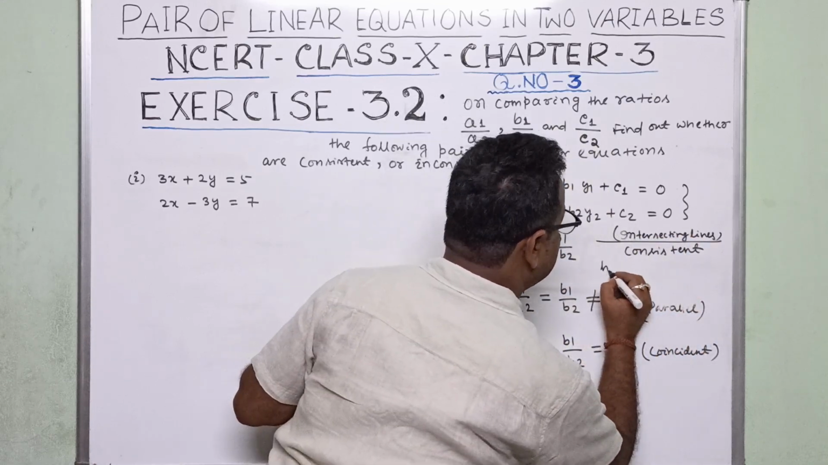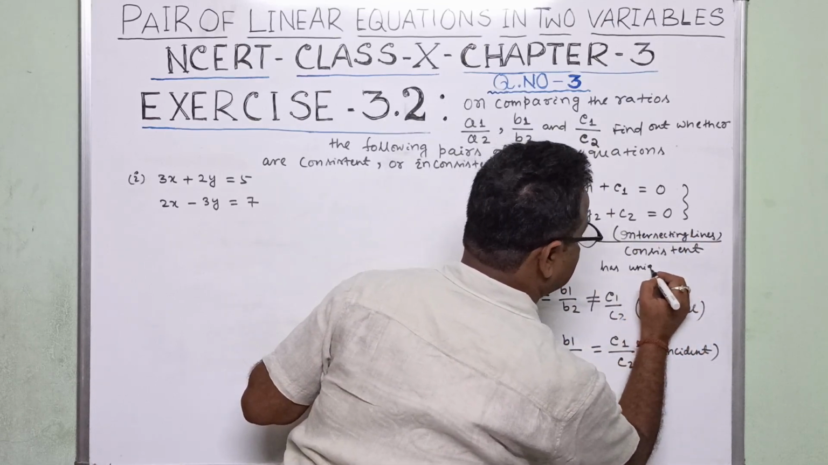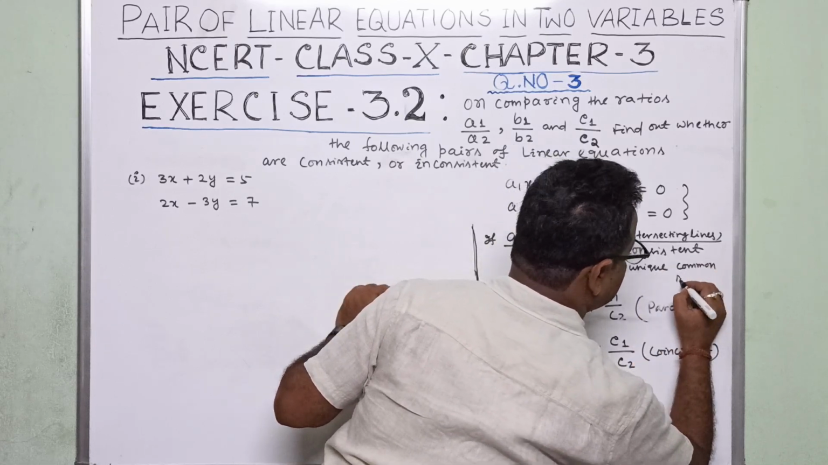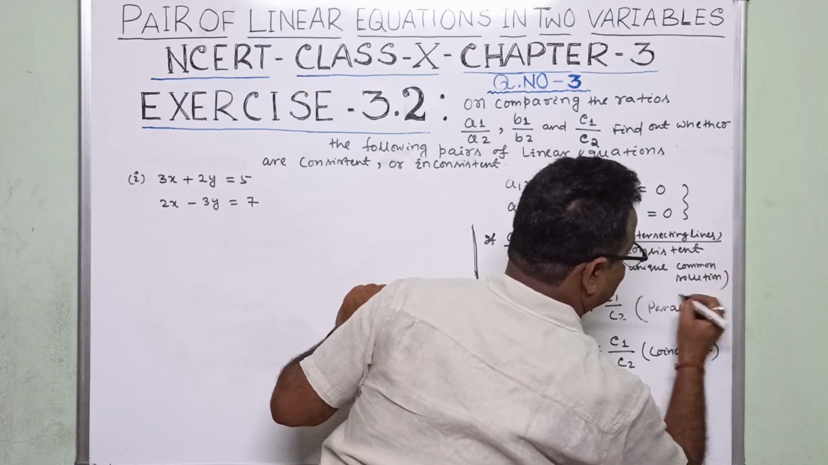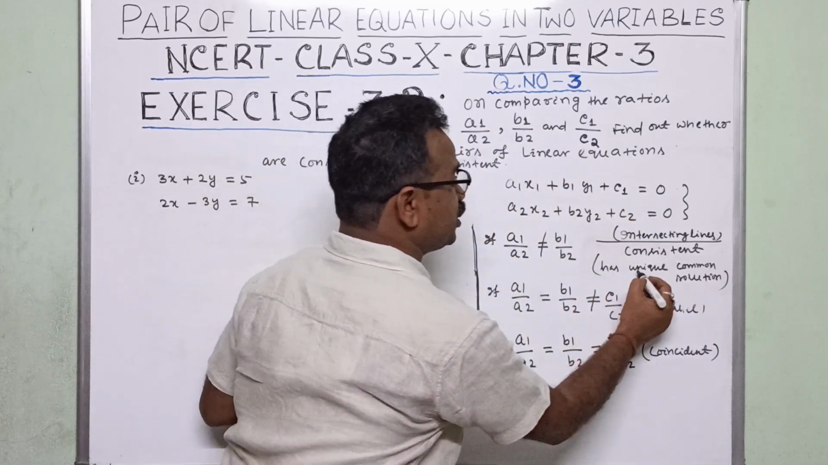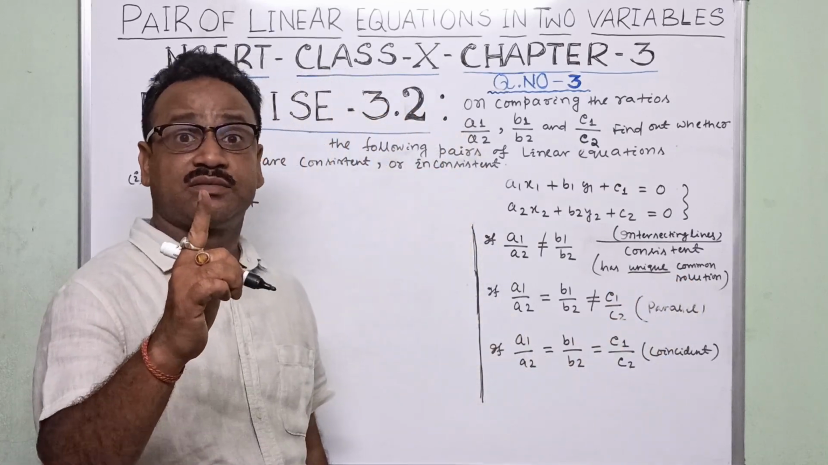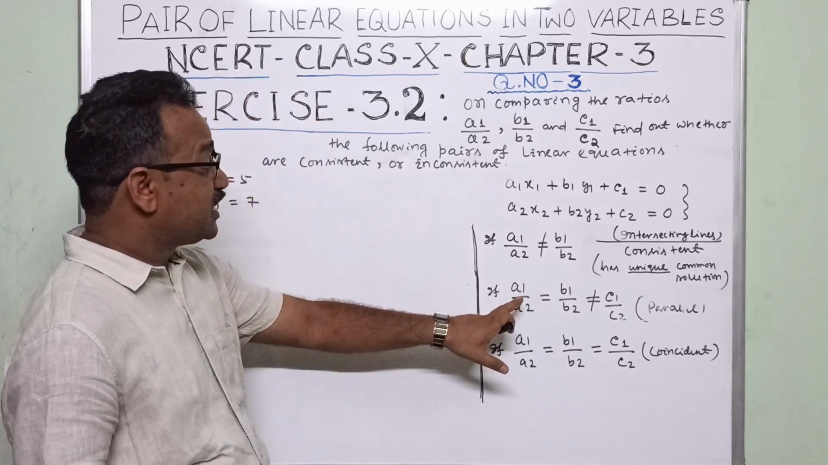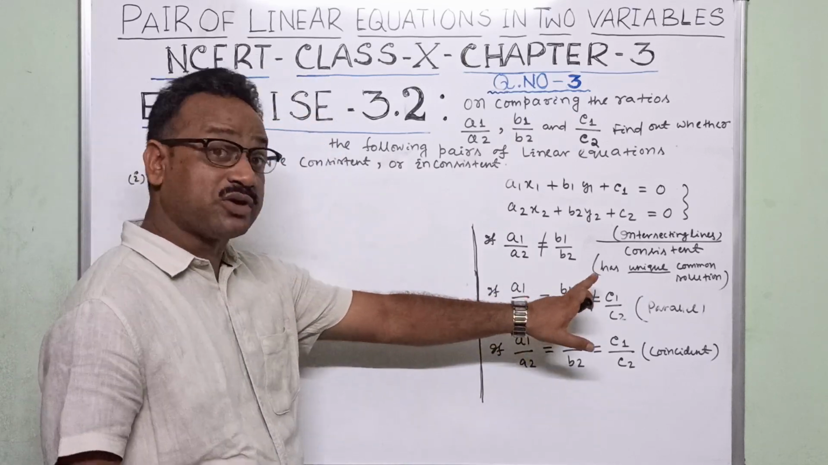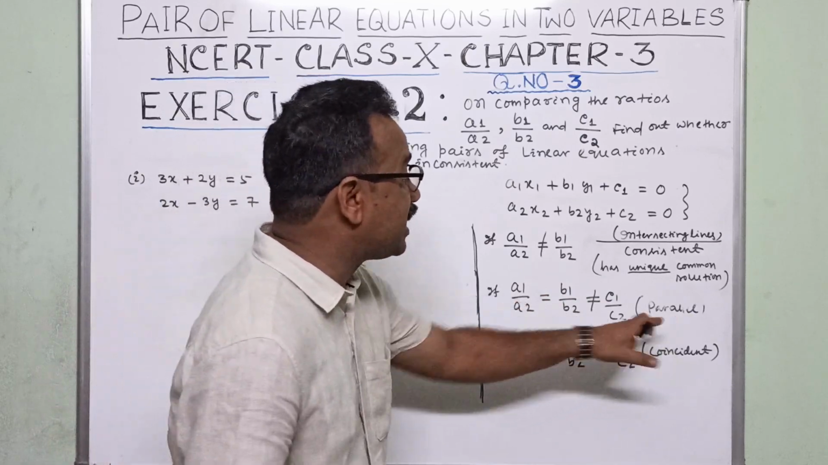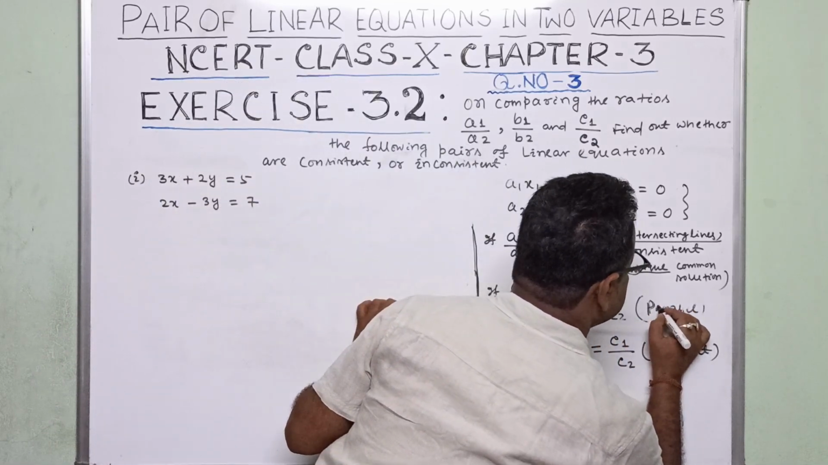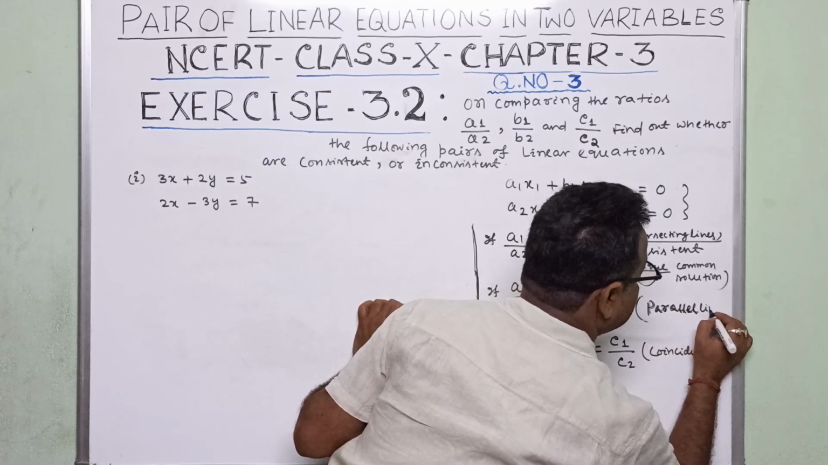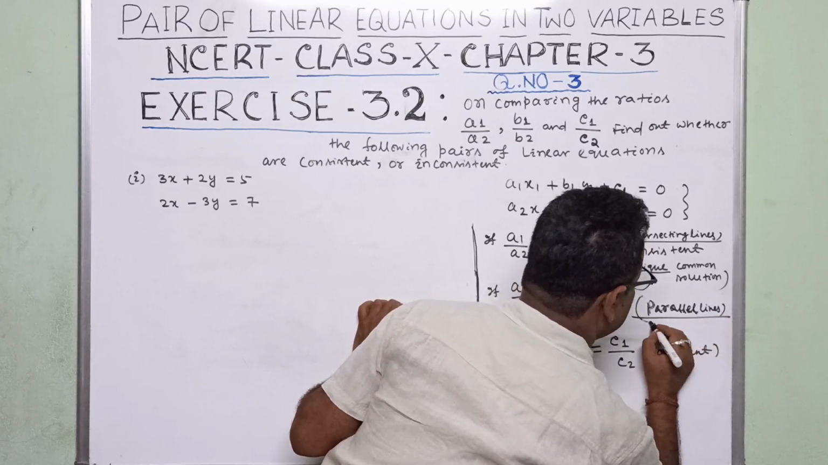and have a unique common solution. Unique means one and only one. You know it. Now, second case. a1 by a2 is equal to b1 by b2 but not equal to c1 by c2. These are parallel lines. Parallel lines are inconsistent.